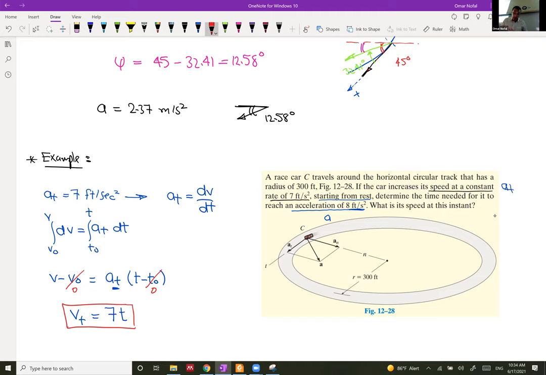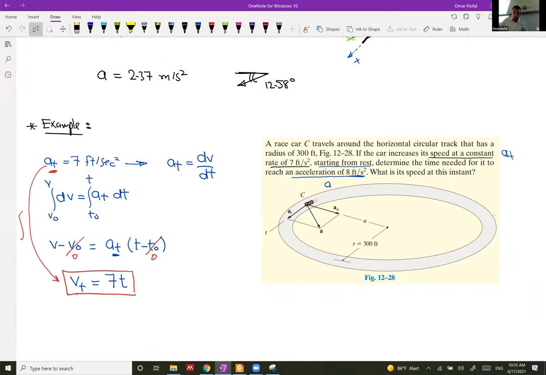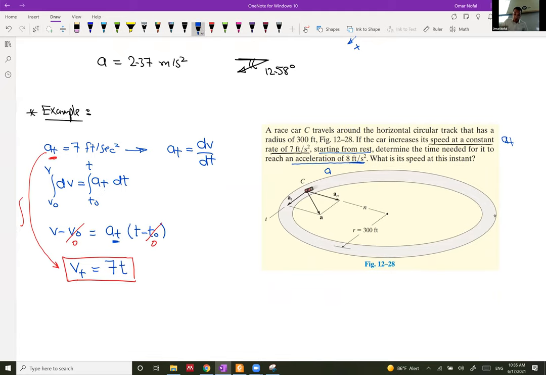So we got the velocity as a function of T. This is how we basically move from the A tangent to get the V tangent. The V tangent can give you the A tangent by differentiation, or you can get the V tangent from the A tangent by integration. So we have the V tangent, and now let's get to the A normal.